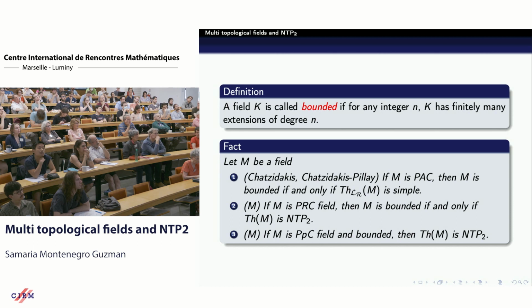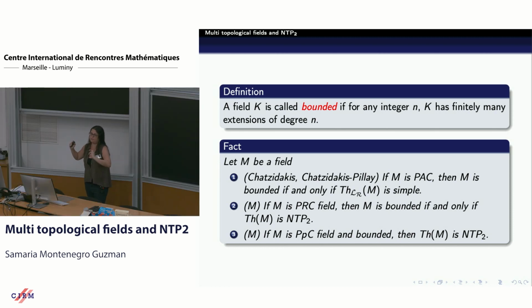What we know is that for the case of PRC, PPC, or PAC bounded fields, where bounded means that you have a small Galois group, or that for any n you have finitely many extensions of degree n, so you don't have a lot of extensions. For that case, it was proved by Chatzidakis for one direction, and Chatzidakis and Ramsey for the other, that if M is PAC, then M is bounded if and only if the complete theory is simple. Also, that was proved in my thesis for PRC, the same idea. If you are PRC, you are bounded if and only if you are in NTP2. And for the case of PPC, that was also proved in my thesis, only one direction: if you are PPC bounded, then the complete theory is in NTP2.